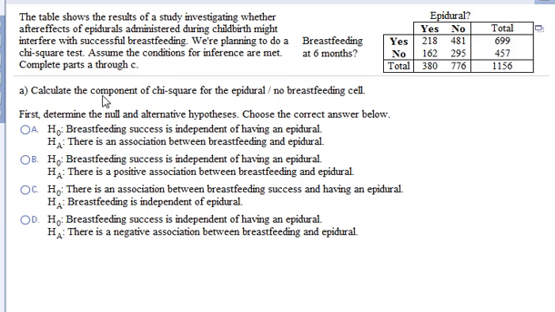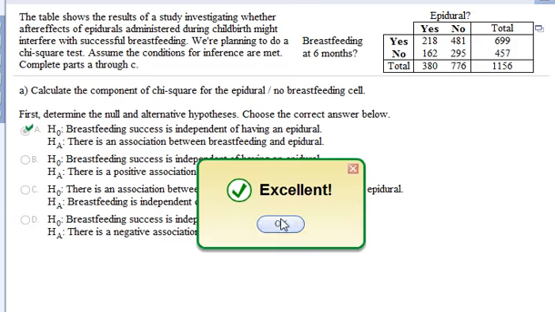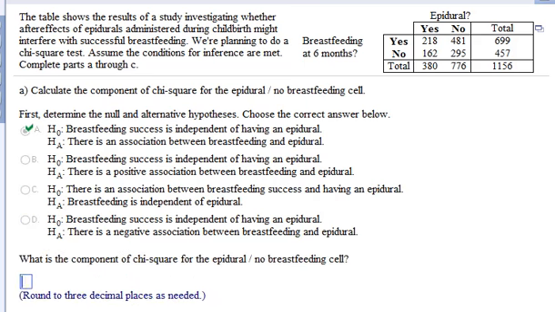So first thing we're going to do is calculate the component of the chi-square. Oh, that's part A. But before we do that, we're going to first determine the null and the alternative hypothesis. And this is a test for independence. We're going to see if breastfeeding success is independent of having an epidural, or the alternative would be that there is some sort of association. We don't know what type, but we just say that there's some sort of association.